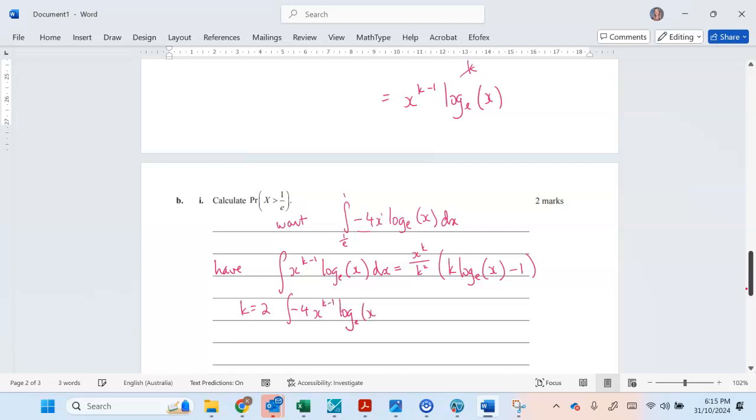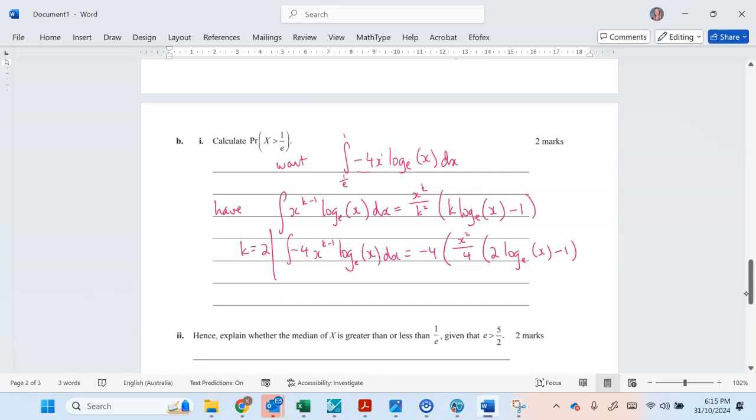Doesn't actually make any difference. Hopefully you know that. But I do have to, what do I have to do? Multiply the other side by -4 as well. So I'm going to do that in big brackets just because I've got so much going on here. And remember, k is equal to 2. So when I substitute that in, I'm going to have x squared over 4 times 2 log base e of x minus 1. So I've just multiplied both sides by -4, and because k is equal to 2, we've got that as well.